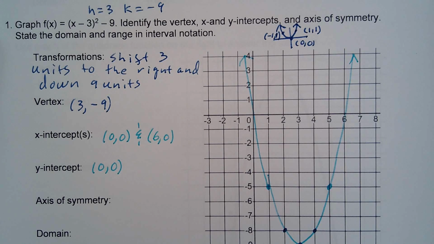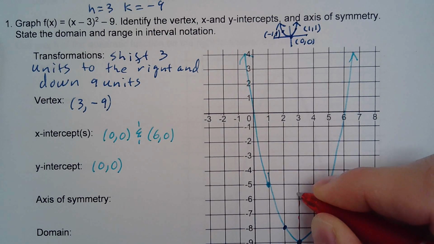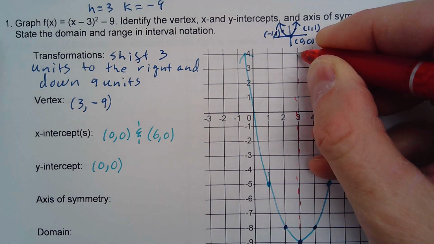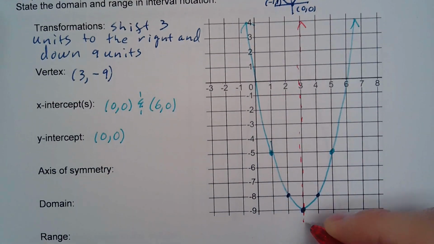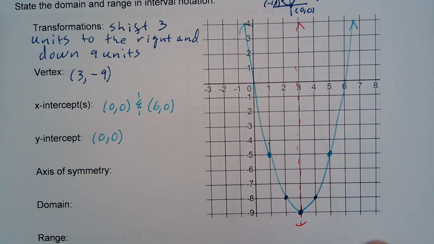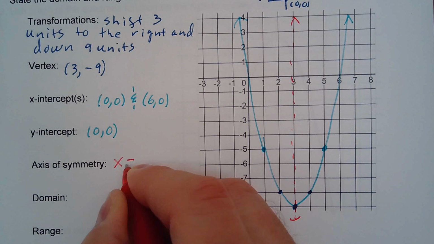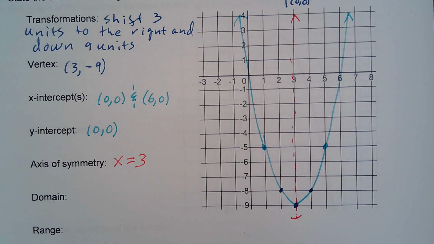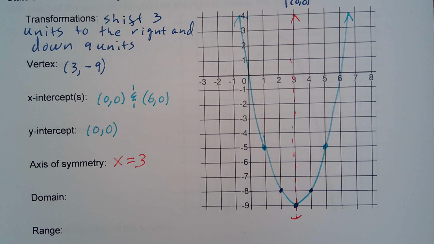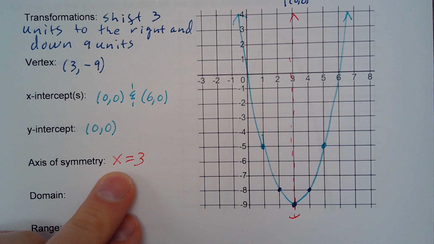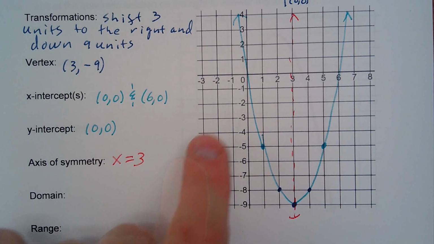My axis of symmetry is going to be this line that goes through the vertex. Well, my h here is 3, so it's x equals h, so it's x equals 3. Now, do not just write down 3 for the axis of symmetry. That would be wrong. You need to write that whole thing down, x equals 3, because it's actually representing the line x equals 3.